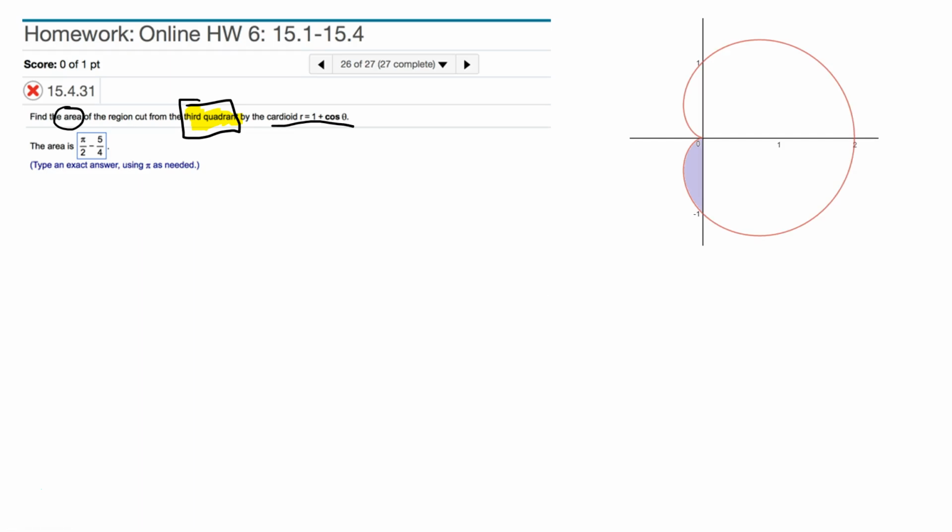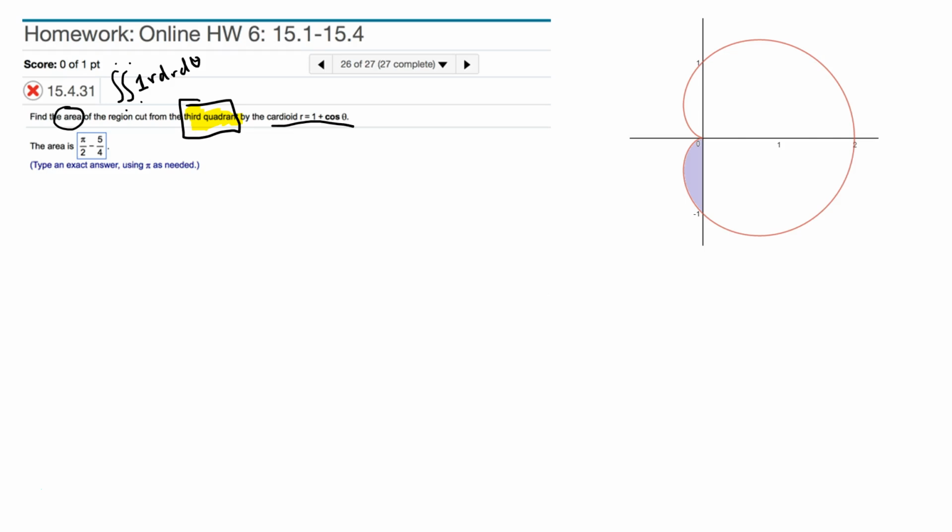Third quadrant means that we're focusing on that purple part there, and we need to find the area of the purple part in the third quadrant. When we find area in polar, it is a double integral with the 1 r dr d theta. We need to find the r bounds. We need to find the theta bounds.